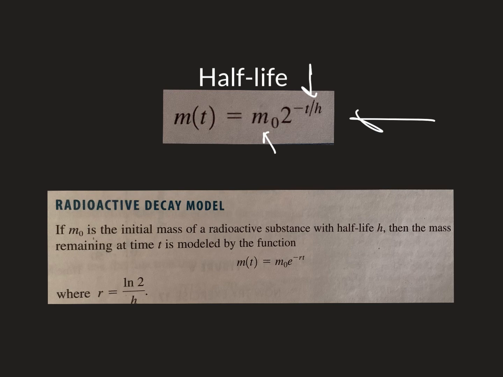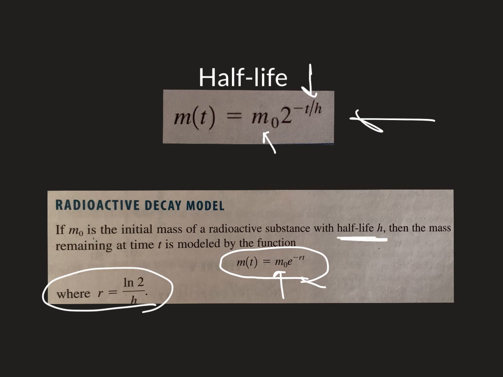And radioactive decay is this formula right here, where we have the initial mass, and e to the negative rt. R is the rate that is decreasing. T is time. Here's how we're going to find r. That's a big deal. R is going to be natural log 2 over h. And what is h again? H is half-life. I hope you're writing these formulas down. You're going to need them all day tomorrow, so make sure you got these formulas down.